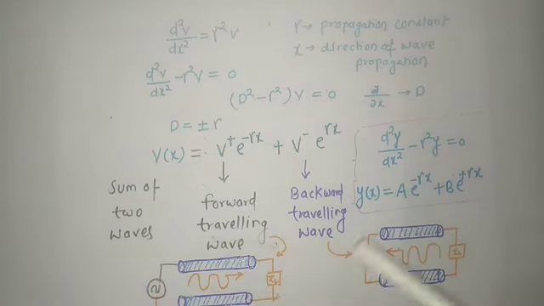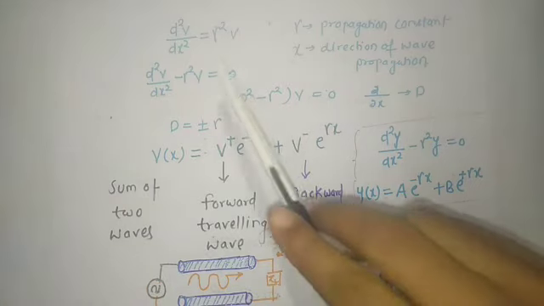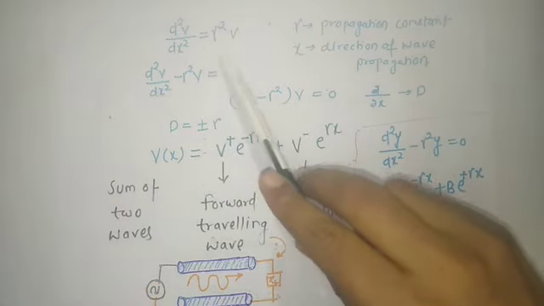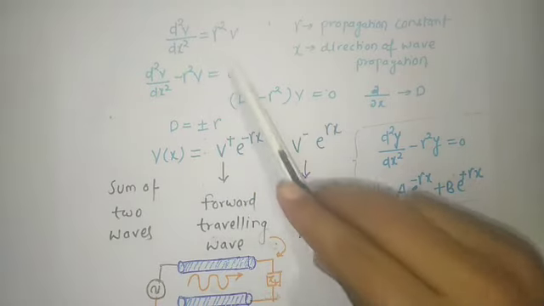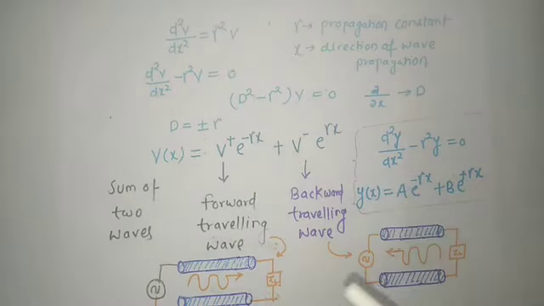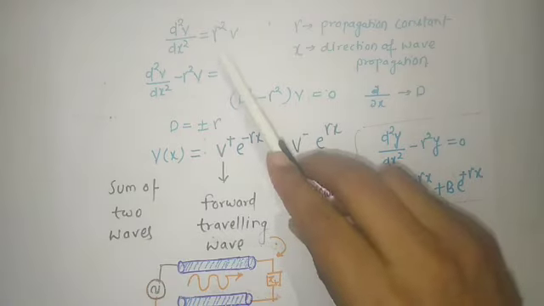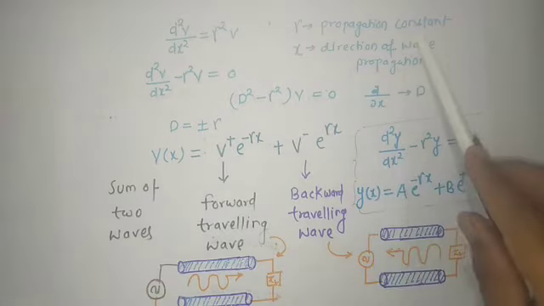In the last class we have seen the wave equation. This equation is known as the wave equation for the voltage wave. In the transmission line we said the voltage and current propagate in terms of waves. What is gamma? Gamma is nothing but the propagation constant.